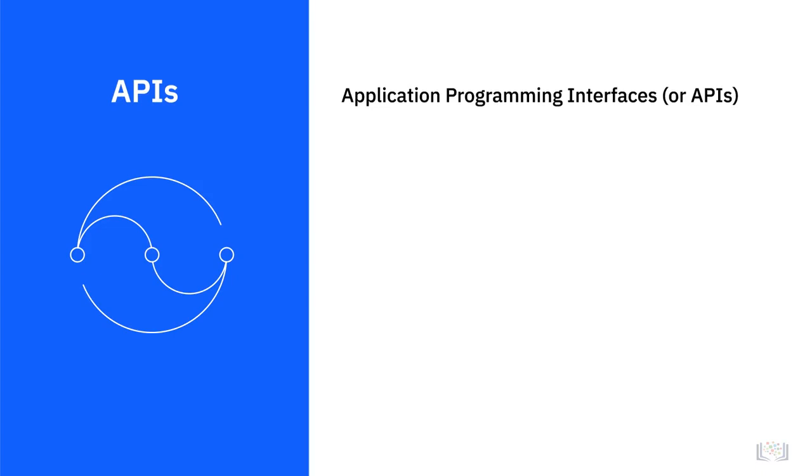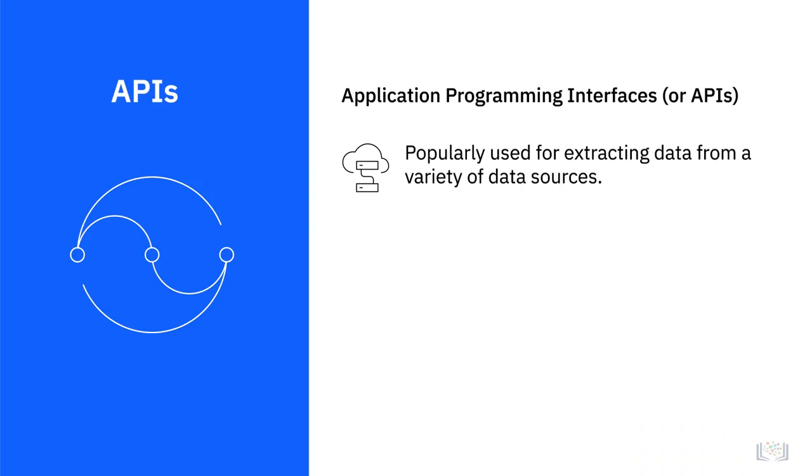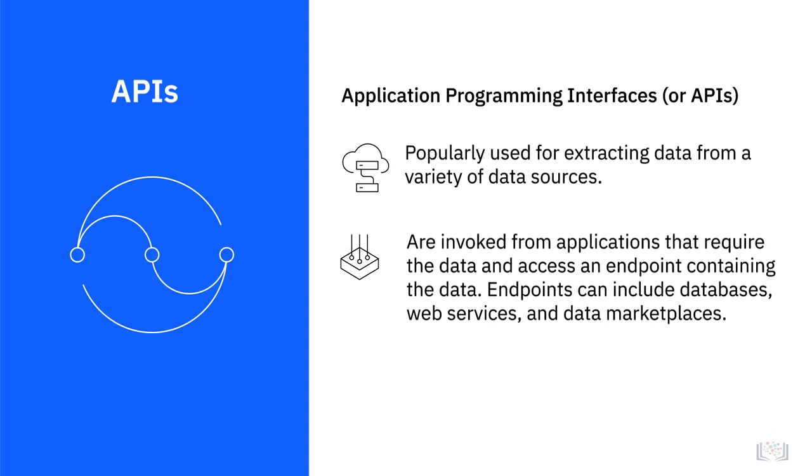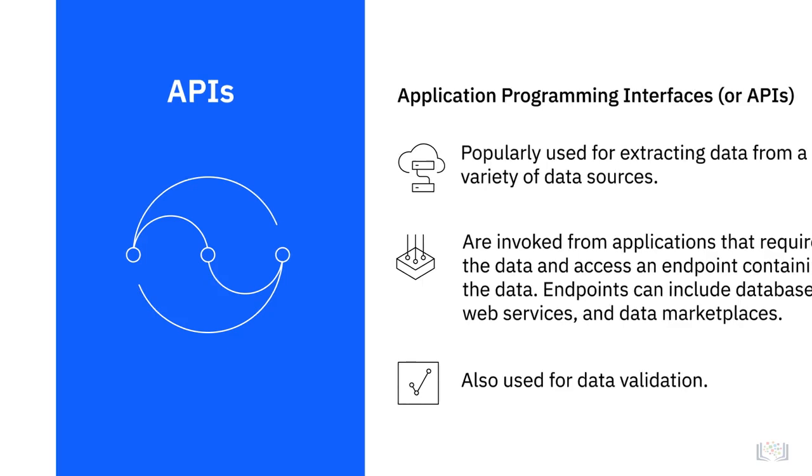Application Programming Interfaces, or APIs, are also popularly used for extracting data from a variety of data sources. APIs are invoked from applications that require the data and access an endpoint containing the data. Endpoints can include databases, web services, and data marketplaces. APIs are also used for data validation. For example, a data analyst may use an API to validate postal addresses and zip codes.